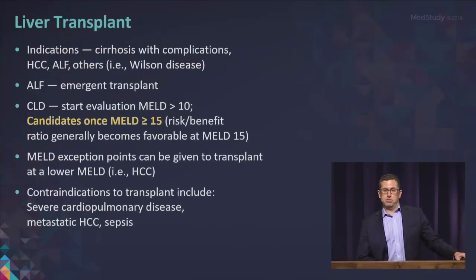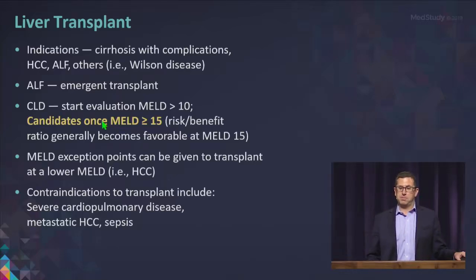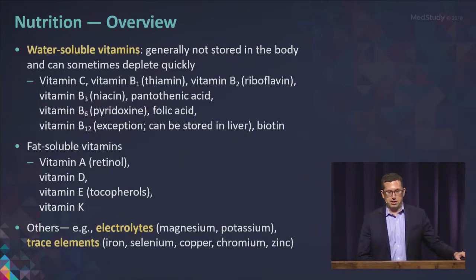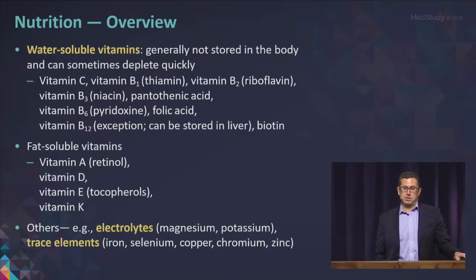Liver transplants would include indication cirrhosis with complications such as HCC or Wilson's disease. Generally, for chronic liver disease, you want to start the evaluation at a MELD of 10, and patients become candidates once the MELD reaches 15 or higher. And MELD exception points can be given to transplant candidates to be transplanted at a lower MELD, for example, if HCC is present. So nutrition, we just only have a few slides with this and we're done.